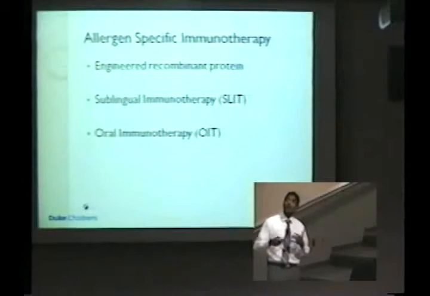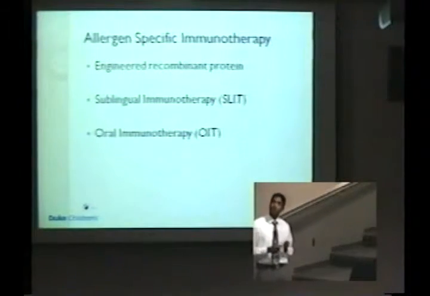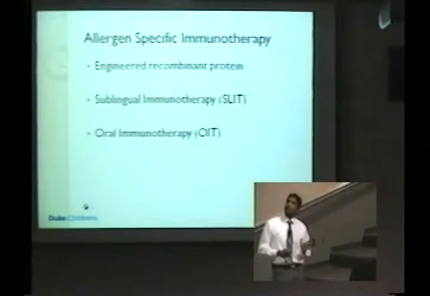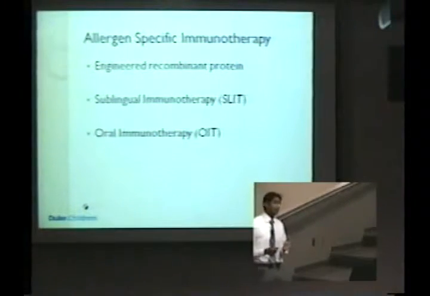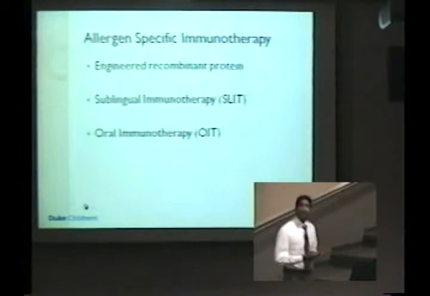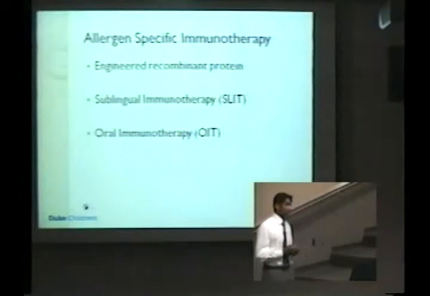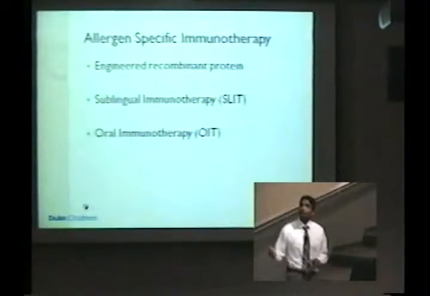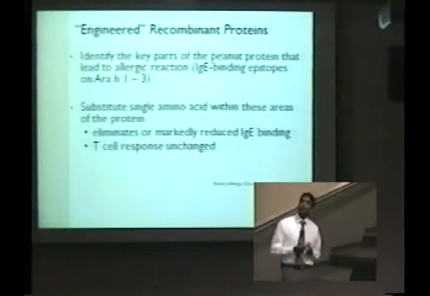I also want to talk about allergen-specific immunotherapy. So there's 3 things I want to talk about: engineered recombinant proteins, sublingual immunotherapy, which I'm going to call SLIT, and oral immunotherapy, which I'm going to call OIT. And I'll talk about what those are in just a second. So first is engineered recombinant protein.